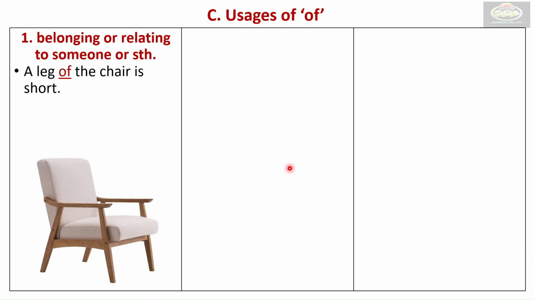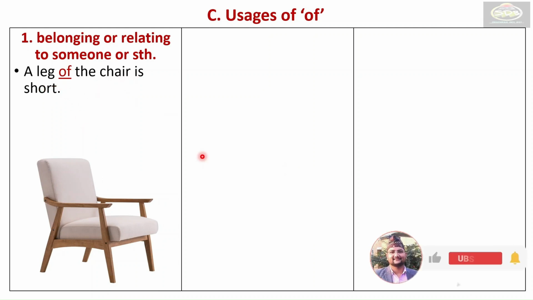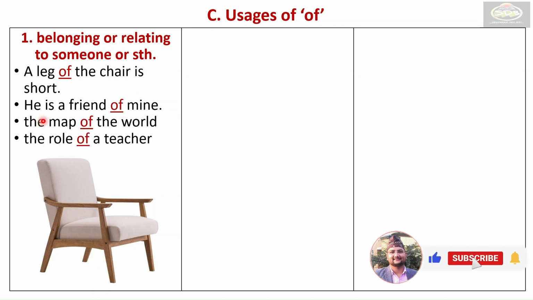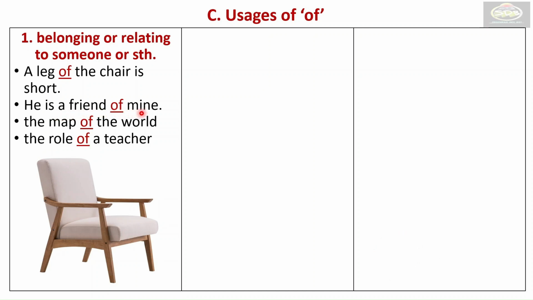Let's move to the usages of of. The first one is belonging or relating to someone or something. To indicate possession, a sense of possession is there. A leg of the chair is short. Next, he is a friend of mine. It means he is my friend, a friend of mine. This indicates a sense of possession. The map of the world, the role of a teacher.